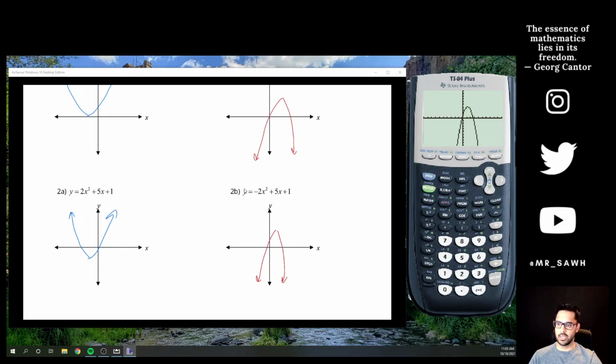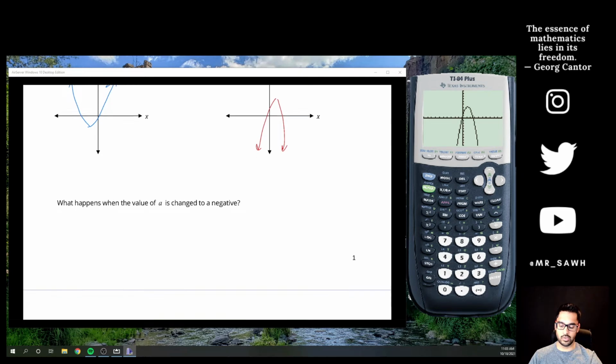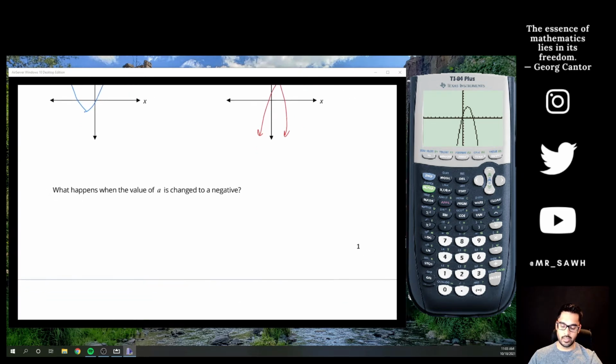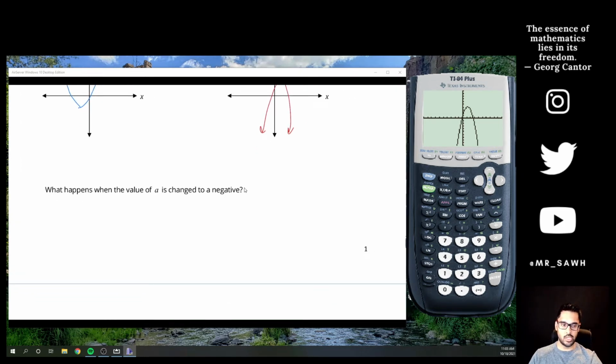So really, these pictures just give us an idea of what these types of graphs are going to look like. And the one thing that's super important here: we changed that coefficient, the number in front, from positive to a negative. And when we changed it, the graph of the function opens the other way. In this case, downwards.